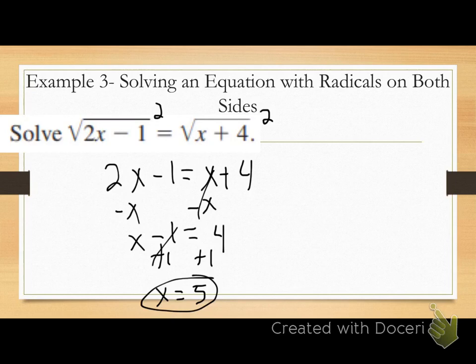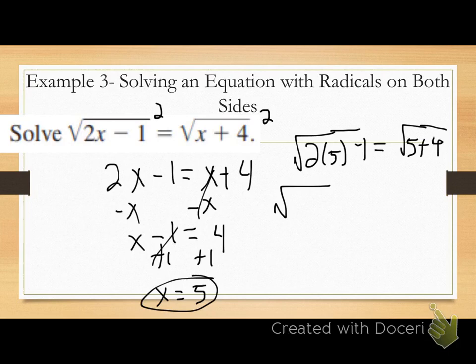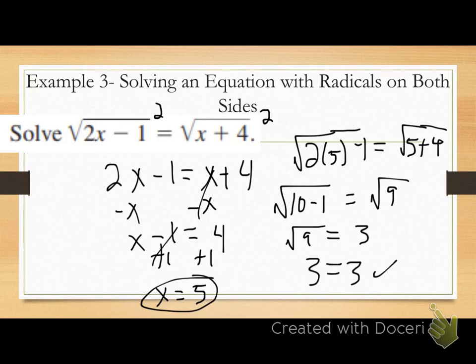Plugging back in, I have to plug in for all my x's, on the left-hand side as well as the right-hand side. What's 2 times 5? 5 plus 4. 10 minus 1? Square root of 9. Square root of 9. 3 equals 3, so it checks out. Questions on example 3? Not too bad? Can I move on?